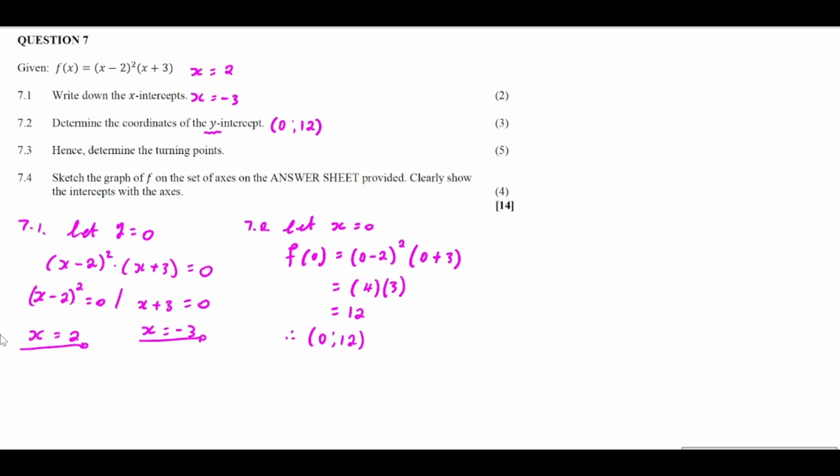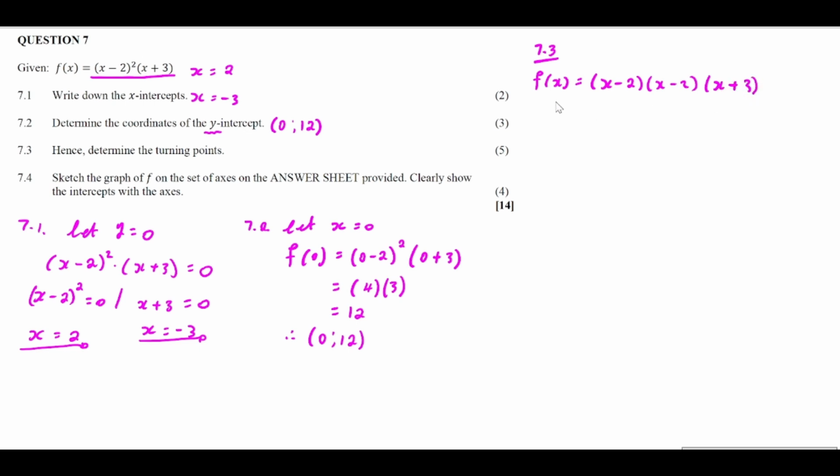Determine the turning points. I'm going to use this space right here. It's 7.3. Determine the turning points. For us to determine the turning points, we have to expand this formula. So our f of x is going to be (x minus 2) repeating itself twice, (x minus 2), and then we're going to have (x plus 3).